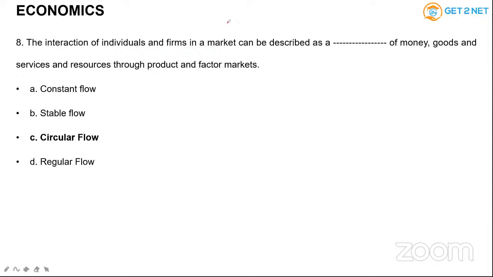The interaction of individuals and firms in a market can be described as circular flow. The cycle starts from need, want, demand of goods and services. Then we go for an exchange. Then we go for a transaction. And finally, we end up in a market. And again, the cycle moves. So it's a circular flow, right?